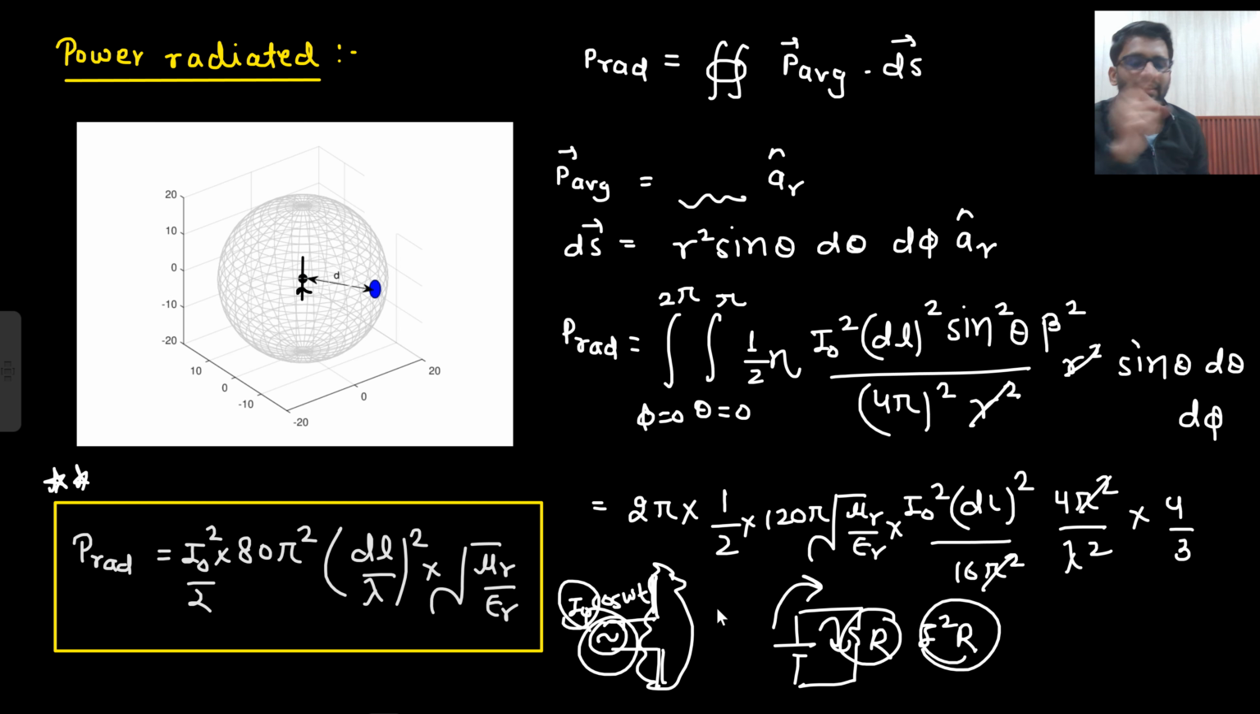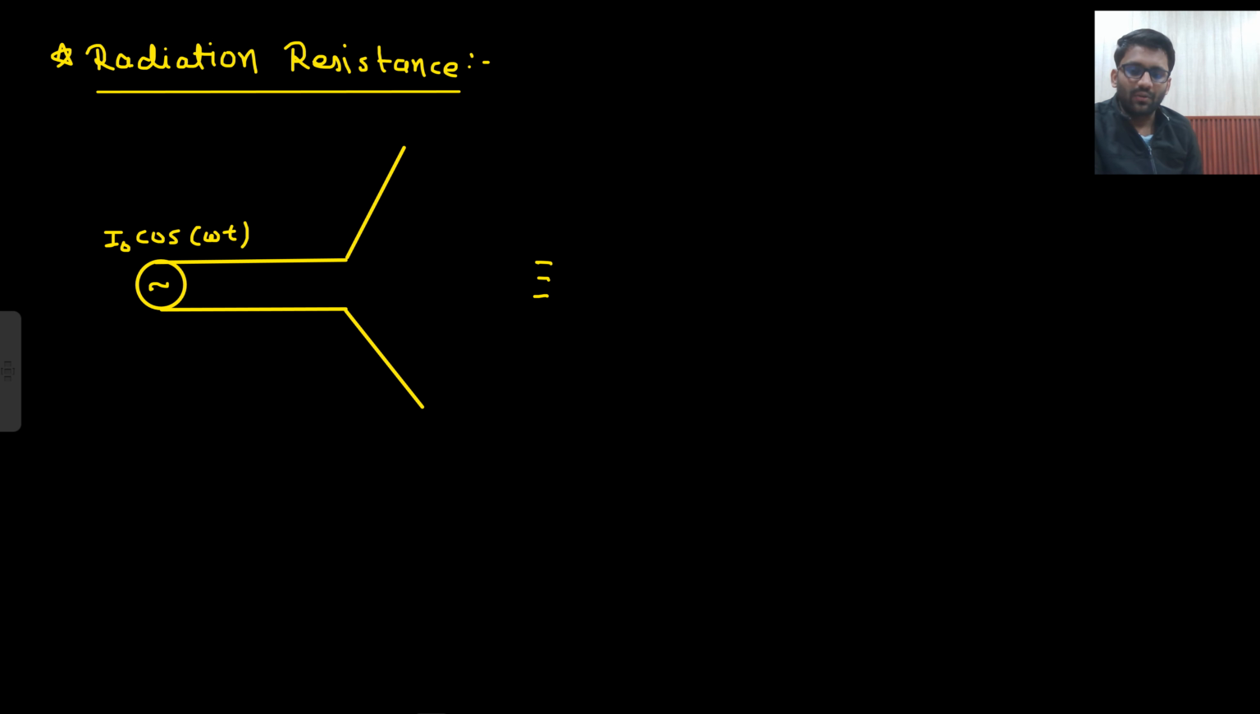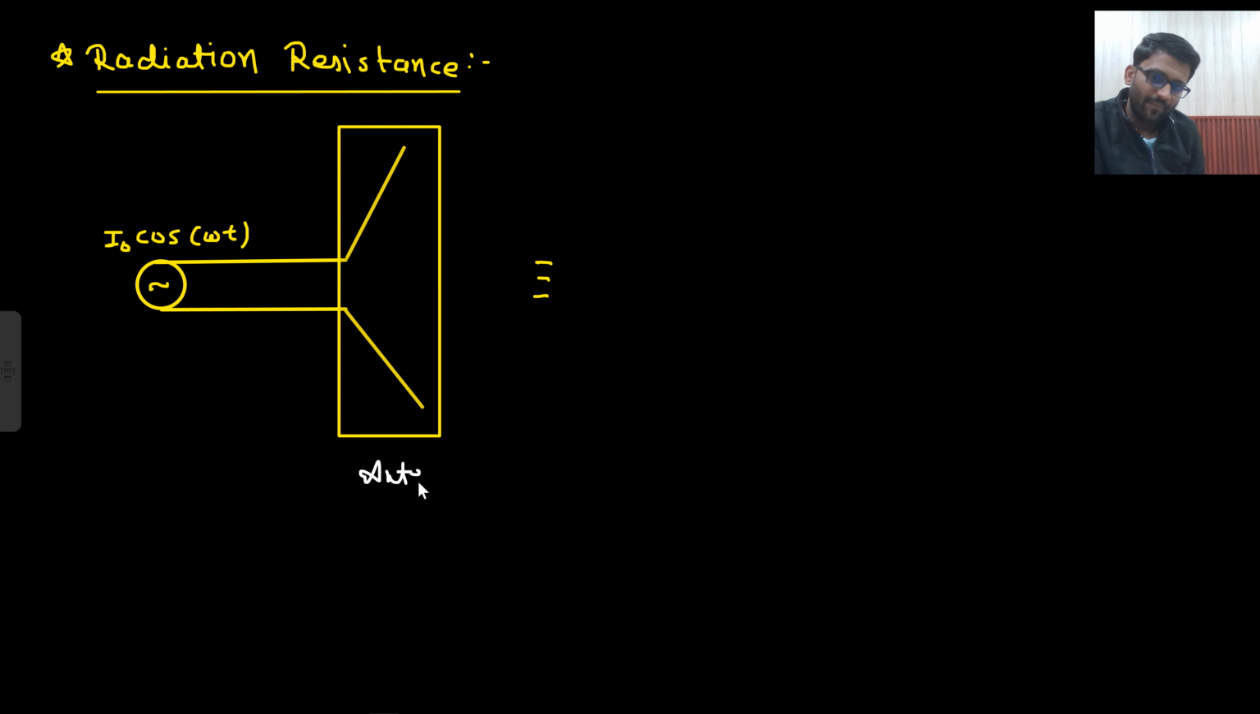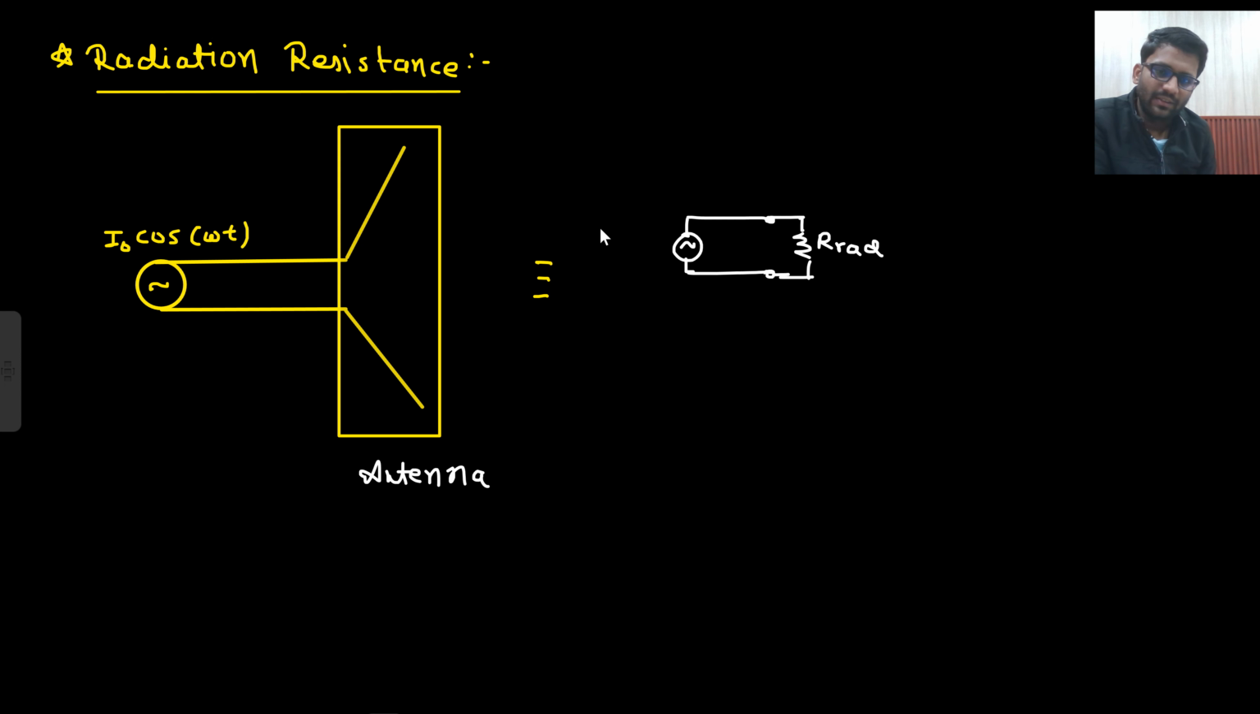So can you replace the antenna with a resistance? If I replace the antenna with a resistance, then I would get to know how much power is dissipated in that resistor. Let's see it on the next slide. So now this is my antenna. If I replace this antenna, this is the part of the transmission line, I am not doing anything with that. I replace this with a resistor, R radiated, and this is my source, that is I naught cos omega t.